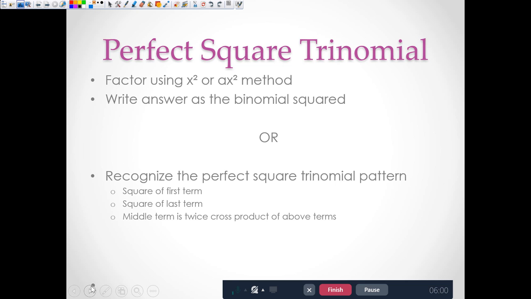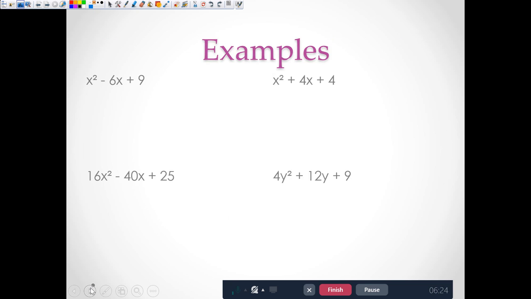So if you recognize that it's a perfect square trinomial, it has this pattern. The first term is squared, the last term is a square, and the middle term is twice the cross product of the above terms. Okay? So let's try this out. All of the ones in our homework are going to be perfect square trinomials. However, on your test, you may not recognize that it is.